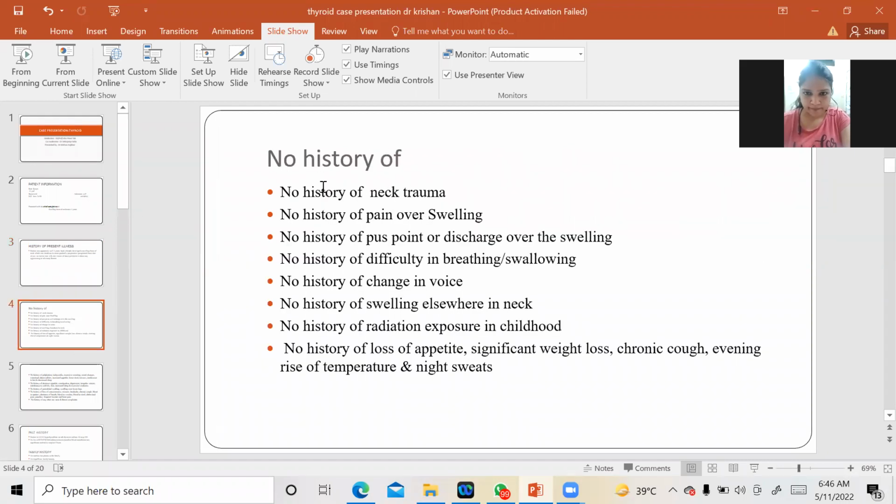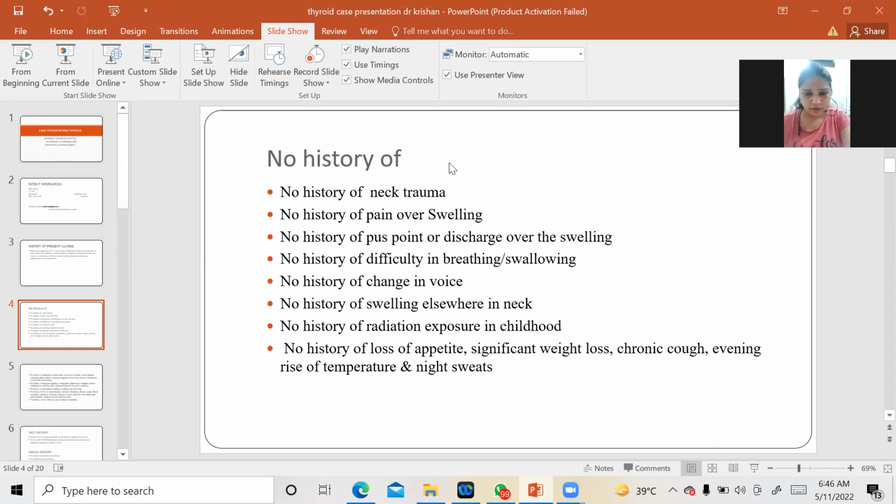So further coming to the history of present illness, there was no history of neck trauma, no history of pain over the swelling, no history of pus point or discharge over the swelling, no history of difficulty in breathing, swallowing, no history of change in voice, no history of swelling elsewhere in the neck, no history of radiation exposure in childhood, and no history of loss of appetite, significant weight loss, chronic cough, evening rise of temperature, and night sweat.